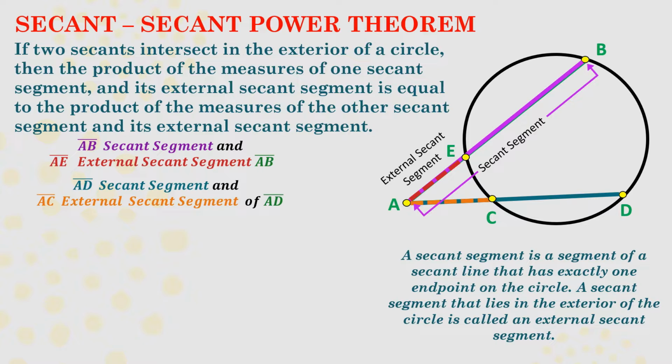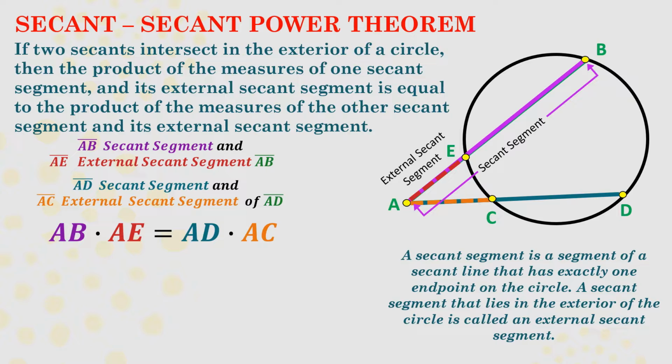According to our power theorem, the product of the secant segment and the external secant segment is equal to the product of the other secant segment and its external secant segment. So therefore, in our figure, we will have the measure of segment AB times the measure of segment AE is equal to the measure of segment AD times the measure of segment AC.